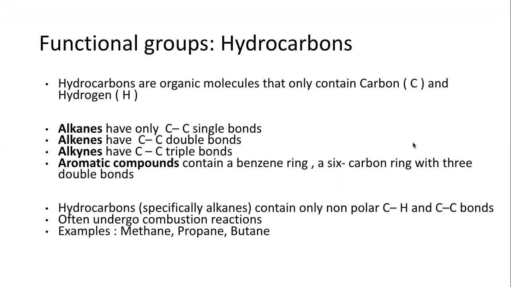Some of the characteristics of hydrocarbons, specifically alkanes, are that these carbon-hydrogen bonds are non-polar, and they often undergo combustion reactions. So for example, methane, propane, and butane are all hydrocarbons, and these are things that we burn on our stoves and our grills in order to create fire.